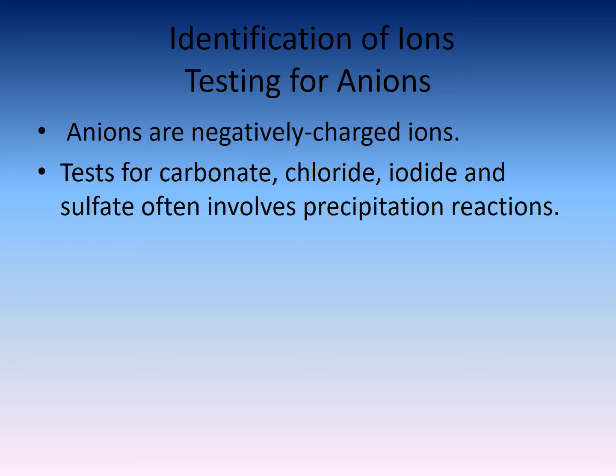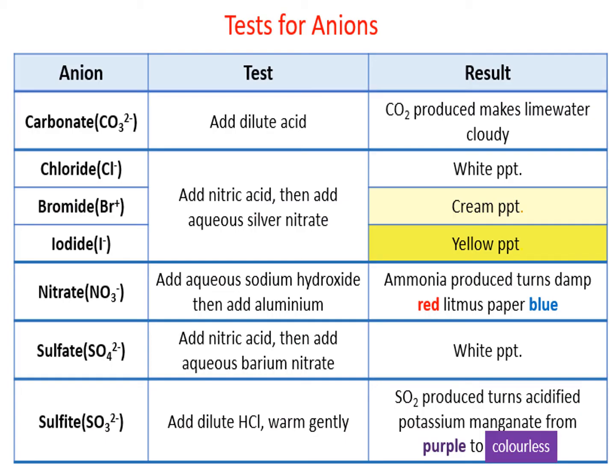Now come to our next topic, that is testing for anions. You know that anions are negatively charged ions, and over here we will study nitrate, carbonate, chloride, iodide, sulfate and sulfite ions in detail. The tests for carbonate, chloride, iodide and sulfate ions often involve precipitation reactions. Now let's discuss these tests for anions in detail. In case of carbonate ion, add dilute acid, carbon dioxide gas is produced which makes lime water cloudy.